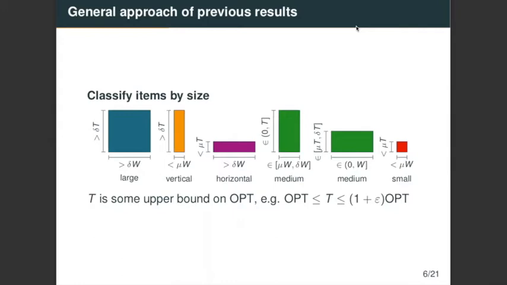The same can be done for width in terms of W. And now we can combine these two classifications together to classify the items by size. For instance, if the item has large width and large height, we say that the item is large. If the item has large height but small width, we say that the item is vertical, and so on.